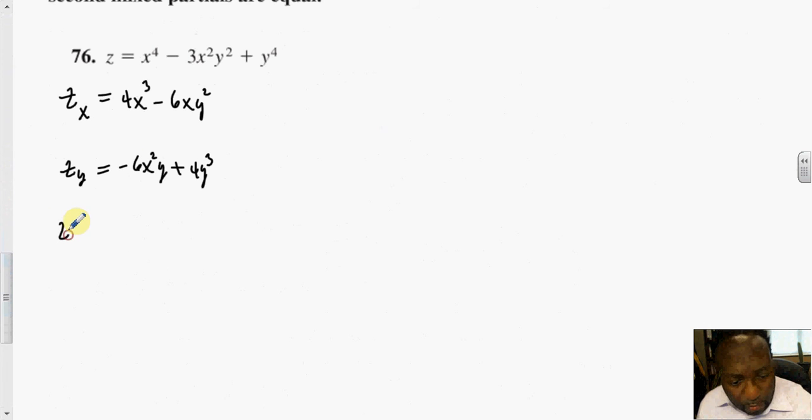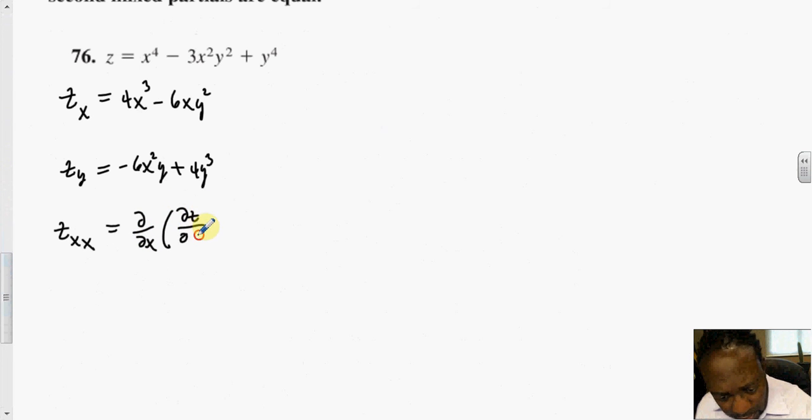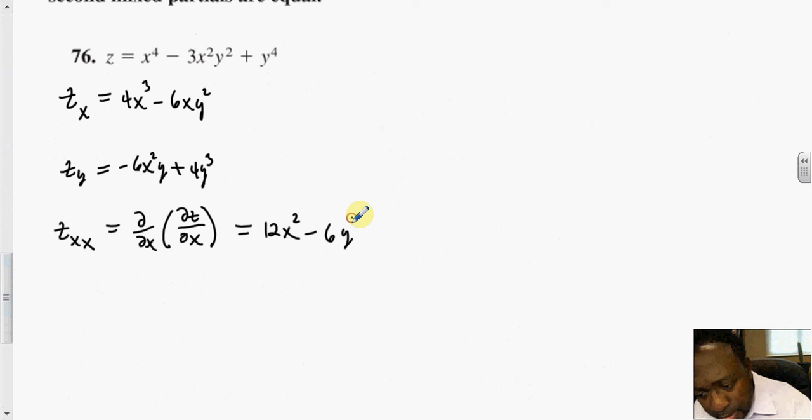So we find the partial of z with respect to x twice. So we look at this one, because this is the partial with respect to x of the partial of z with respect to x. So this operation here operates on what's already been determined here. So this is 12x to the second minus 6y squared.